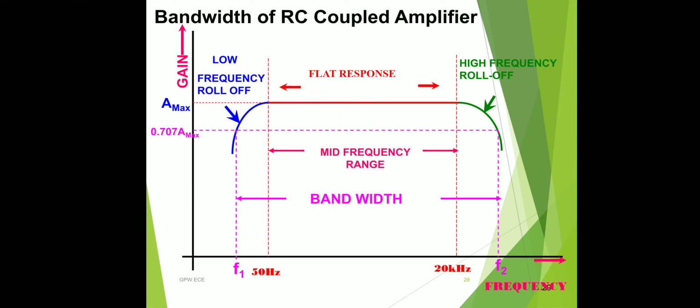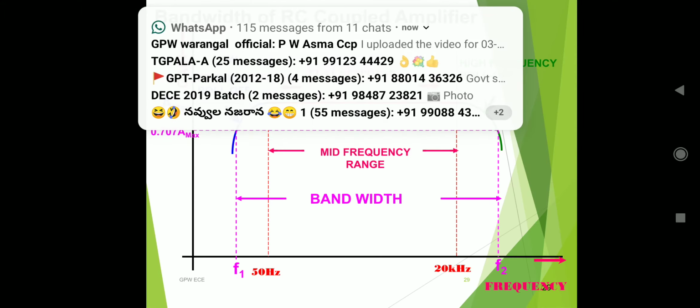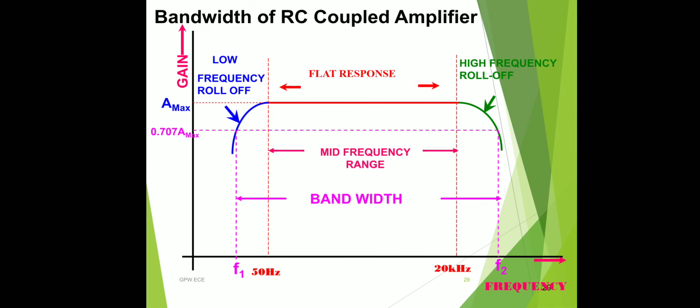What is the bandwidth of the amplifier? The maximum gain here is A max, and what are the 3 dB points? Bandwidth is the frequency range over which the gain is equal to or greater than 70.7% of the maximum gain. So the 3 dB frequencies are F1 and F2 at these points, and the bandwidth is the difference, F2 minus F1.